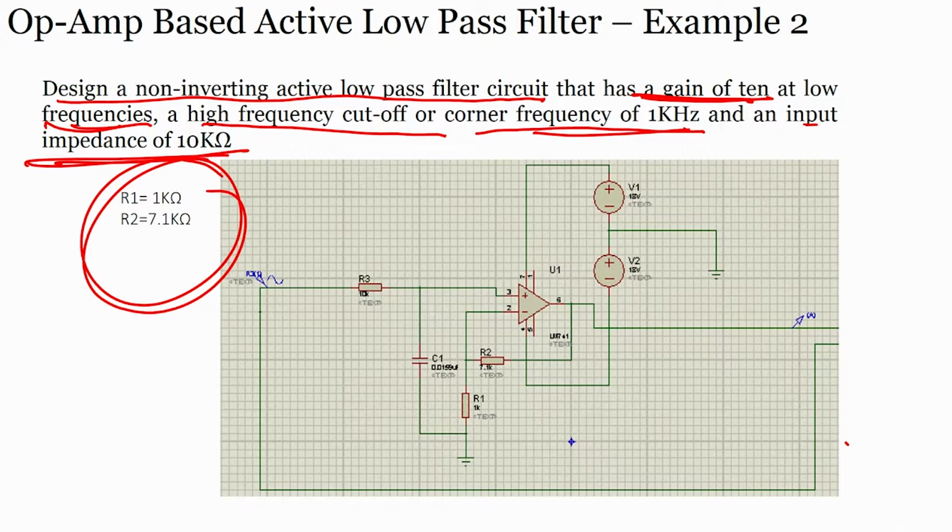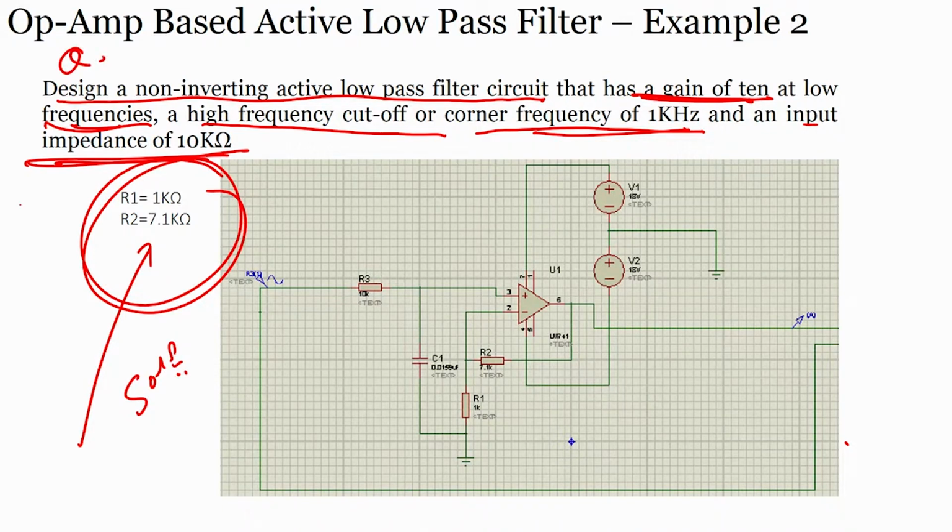You can take this as an example or exercise problem and find the values. You will see that you arrive at R1 equals 1 kilo ohm, R2 equals 7 kilo ohm. This is the solution for you. This is your question.